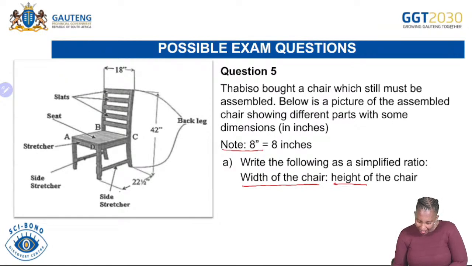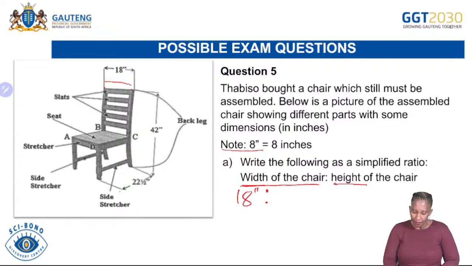So what is the height of the chair now? We start with the width of the chair. The width of the chair is 18, because from here to here, that's how wide the chair is. It is 18 inches. And then now they said in a ratio form. And then now we want to know what the height of the chair is. The height of the chair is 42 inches.